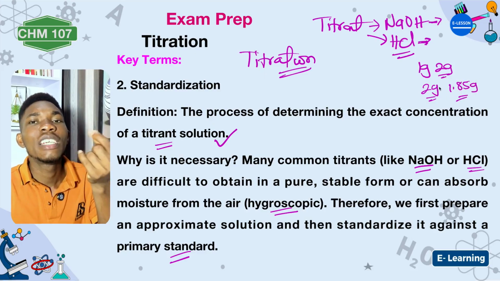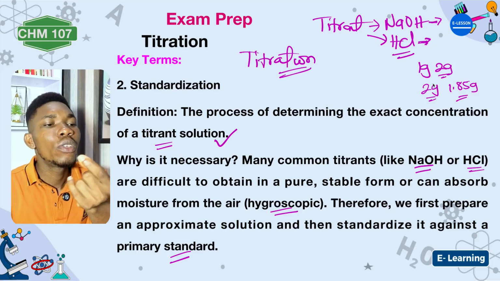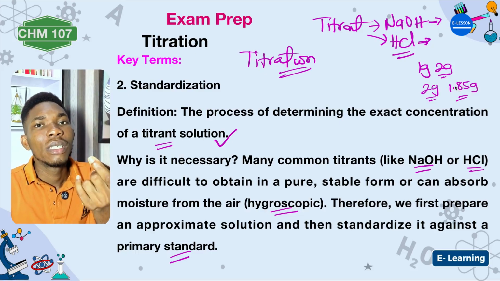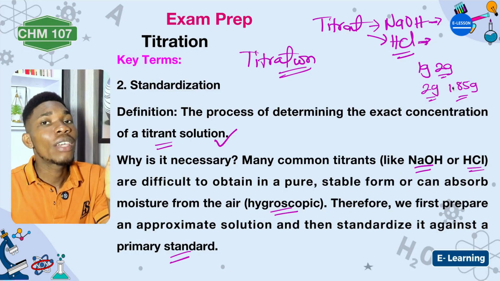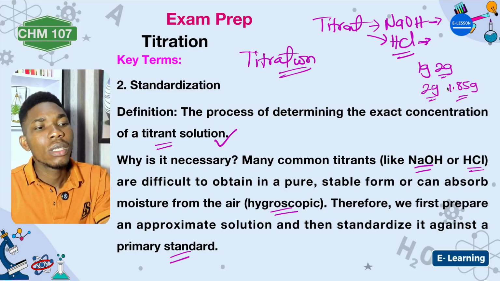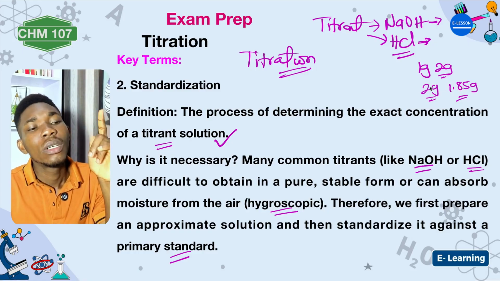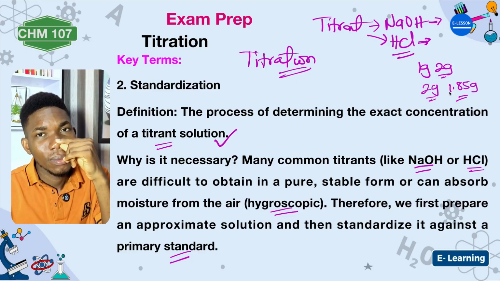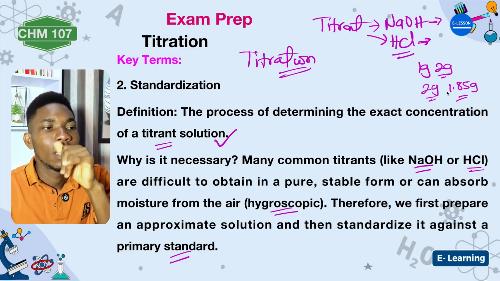Why? Because there are little impurities. So if you use this 1.85 gram, at the end of the day, the concentration is not accurately known. The accurate amount is 1.85 gram, but when you measure, you think you got 2 gram. But when you check in detail, you discover there is 1.85 gram inside. Let me take it again.